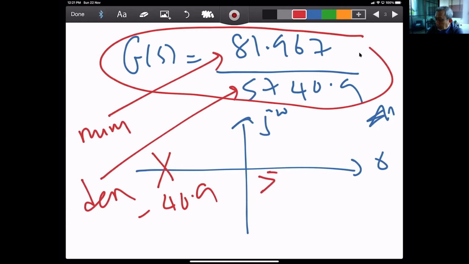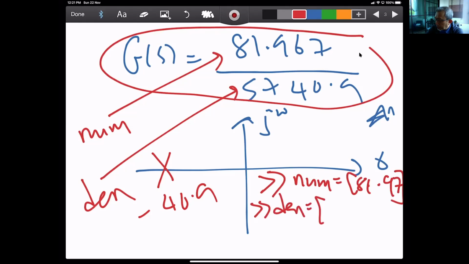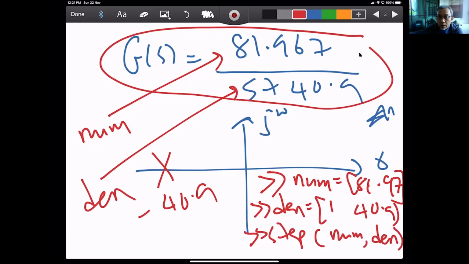So you use MATLAB. First you write the numerator 81.97. Then the denominator 1 40.9. Then step, which equals numerator, denominator. Okay. It is good if we can show it in the computer. Shall I show you, if you don't mind?